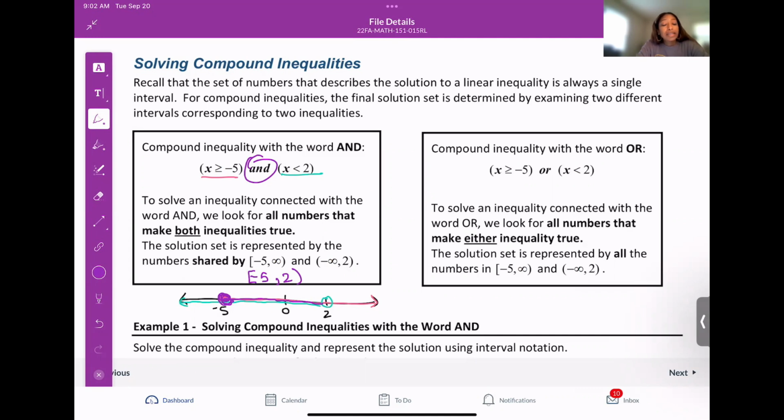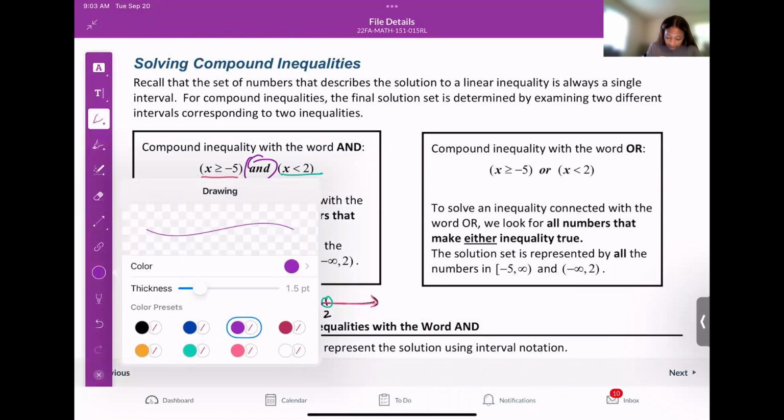Those are the points that are shared by both of those solutions. So for an "and" compound inequality, your solution has to satisfy both of the original inequalities that you're given, which is the opposite of an "or" inequality. If we had x is greater than or equal to -5 or x is less than 2, then for an "or" inequality, we're looking for any x values that work for either one of those. So either the number is greater than or equal to -5, or the number is less than 2.